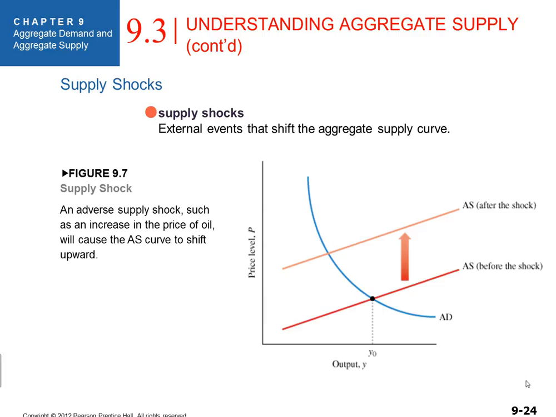We're now ready to look at supply shocks. Supply shocks are external events that shift the aggregate supply curve. So let's do an example. Let's look back at history in the 1970s. Oil prices shifted up dramatically. Oil prices surged around 1973.